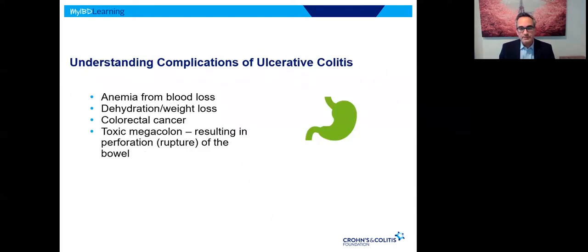Moving on from Crohn's disease, there are complications in ulcerative colitis as well. Patients can get anemia from blood loss, dehydration or weight loss, colorectal cancer, and a rare condition called toxic megacolon, which can result in rupture of the gastrointestinal tract, the colon. Anemia, which is the term we use for low red blood cell count, may occur due to blood loss or from low iron. Inflammation interferes with the absorption of iron, so that's probably a contributor.